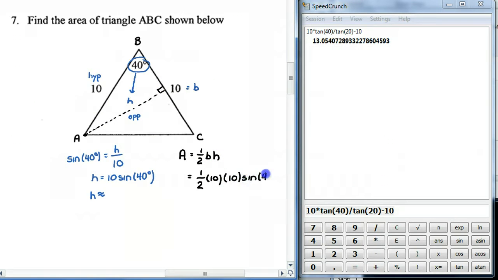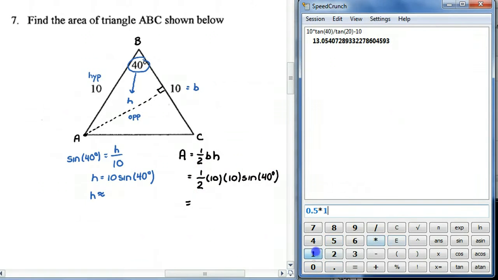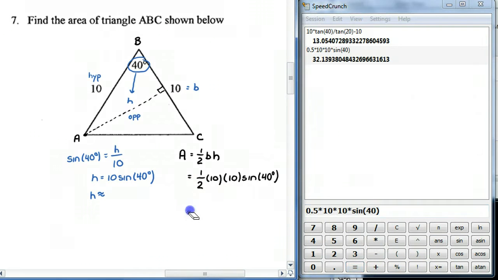sine 40 degrees. And I can type this in my calculator in one go. And that's something from this problem we want to be sure we do. We want to be able to type this in one step. So 0.5 times 10 times 10 times sine of 40, and we get approximately 32.14 units squared. We don't know what the units are in this case. Okay?